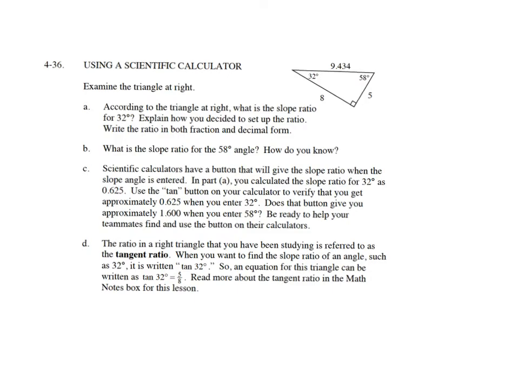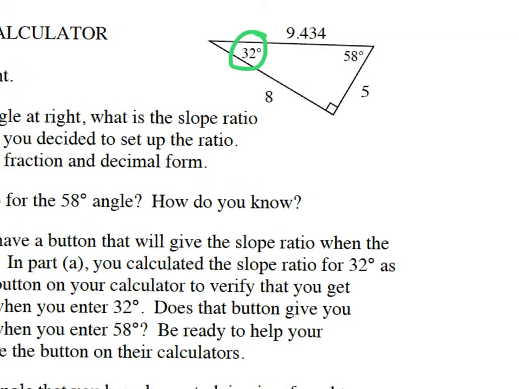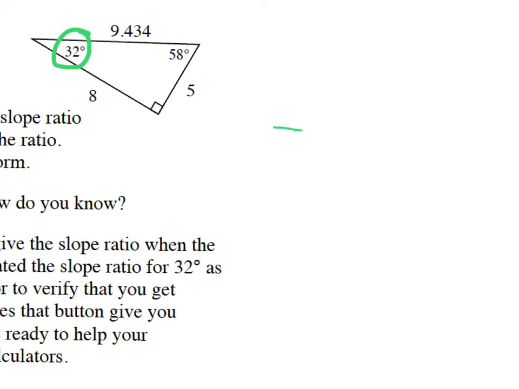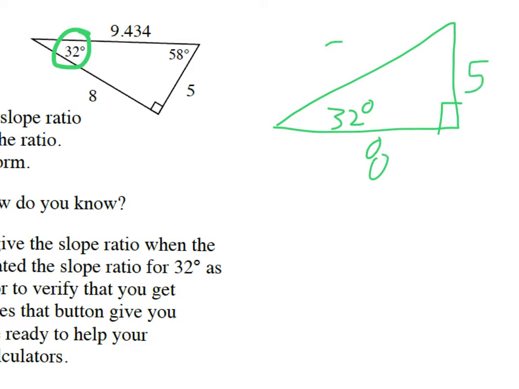Alright, so we're going to move ahead to problem number 36. Problem number 36 says, according to the triangle at the right, what is the slope ratio for 32 degrees? So here's 32 degrees, and if it's helpful, we can reorient the triangle so that the 32 degrees is in some orientation that's a little bit more accessible for us, where we can recognize where the vertical and the horizontal components lie. And so what I mean by that is, here's 32 degrees. This would be my change in y right here, and this value down here is my change in x.